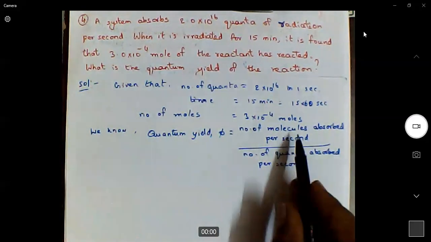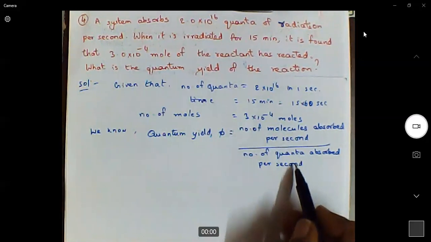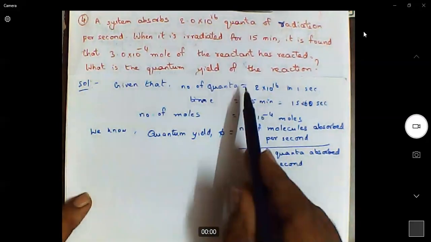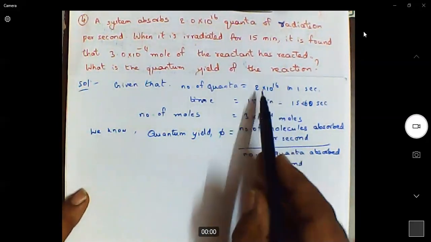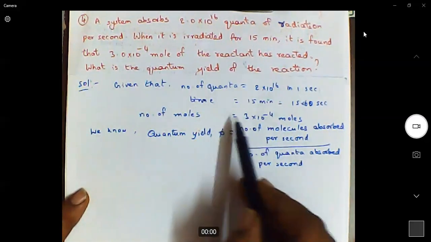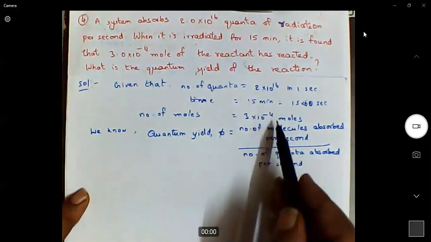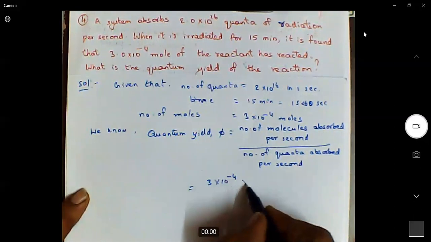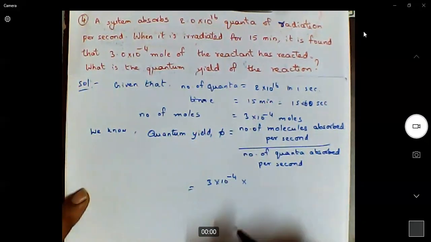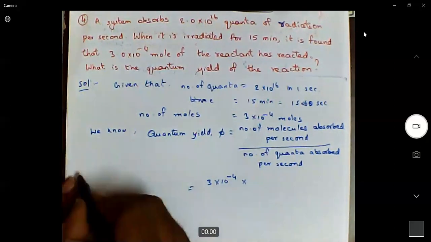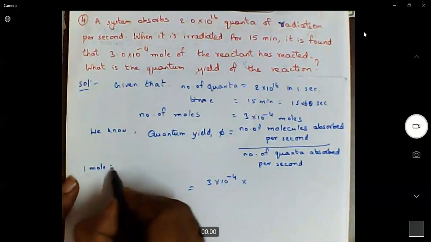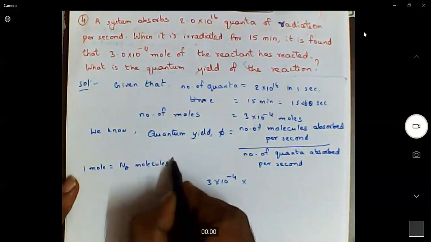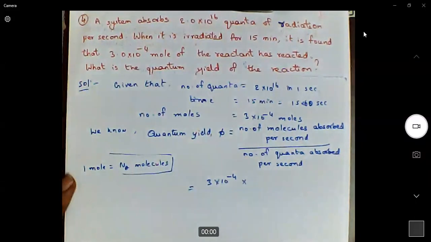Now look at this. When we say number of molecules, we used to say quanta. But if we say number of moles, we used to say Einsteins. That means we need to convert either quanta into Einsteins, or we need to convert number of moles into molecules. I think this may be easy. So we will convert this number of moles into number of molecules. How do we convert number of moles into molecules? 1 mole of any substance contains Avogadro number of molecules. Right? 1 mole of any substance contains Avogadro number of molecules.